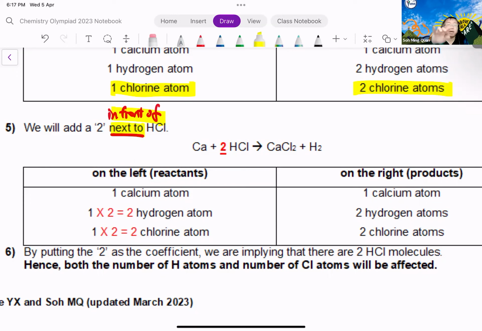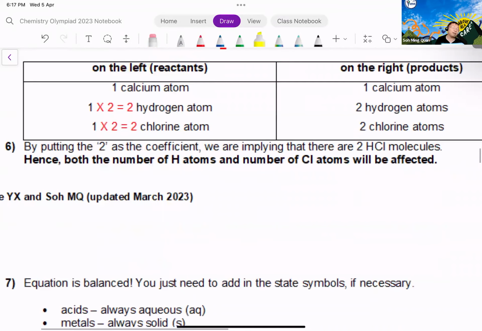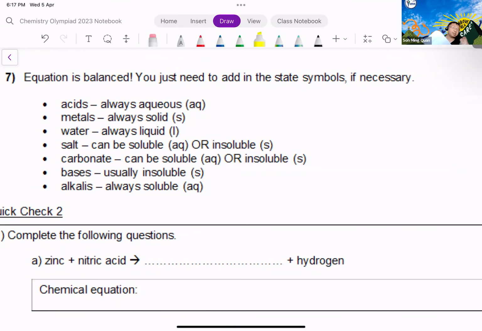That's balancing. Remember, we said the 2 in front means 2 times the amount of HCl. So with that, the balanced equation is Ca plus 2 HCl forms CaCl2 and H2. Now, in addition, after balancing, add state symbols if necessary. If the question requires you to add state symbols, you add. If the question didn't say, don't add.